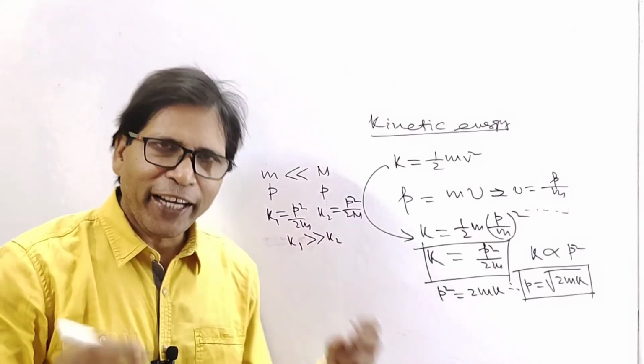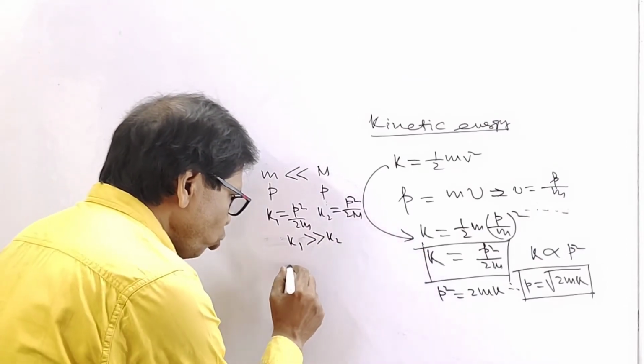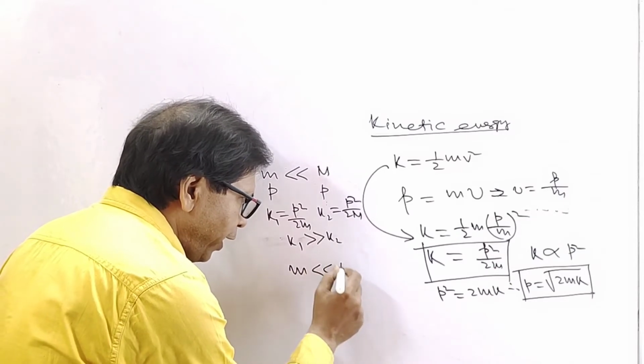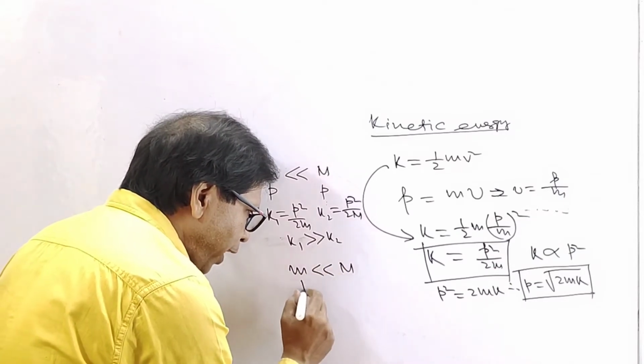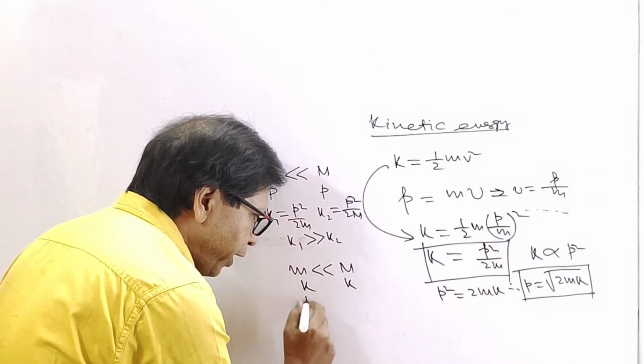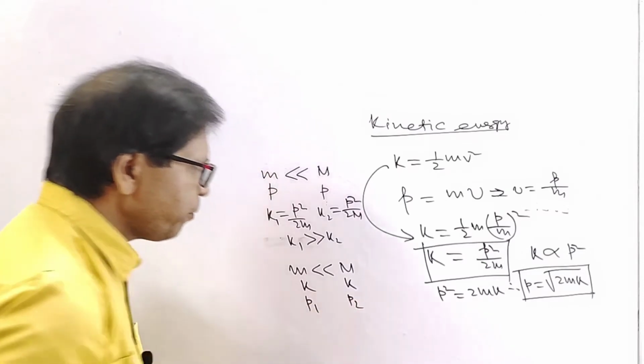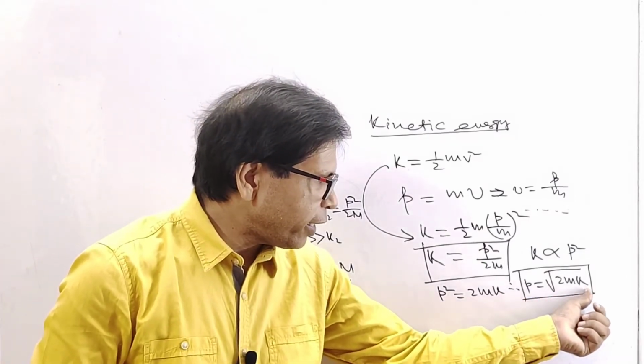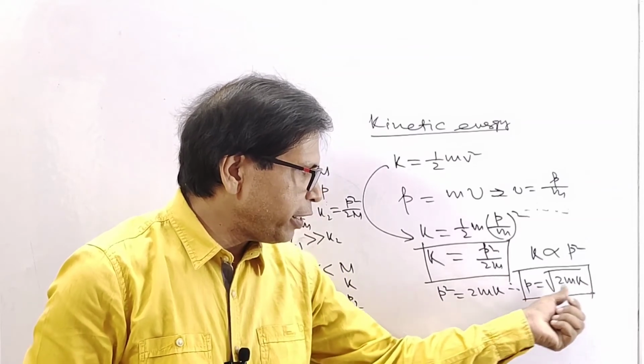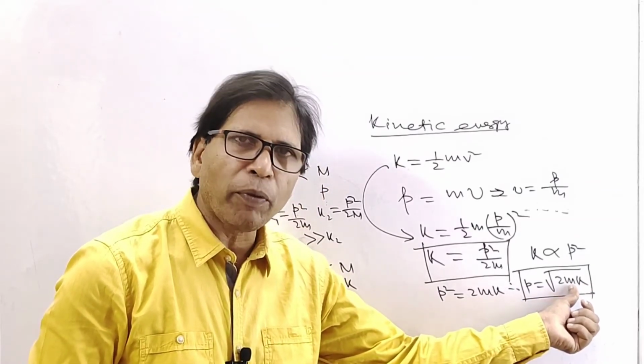Okay. Now another question. Look at these two bodies. A small body and a large body have the same kinetic energy. Which has greater momentum? When kinetic energy is constant, the momentum is directly proportional to the square root of mass.